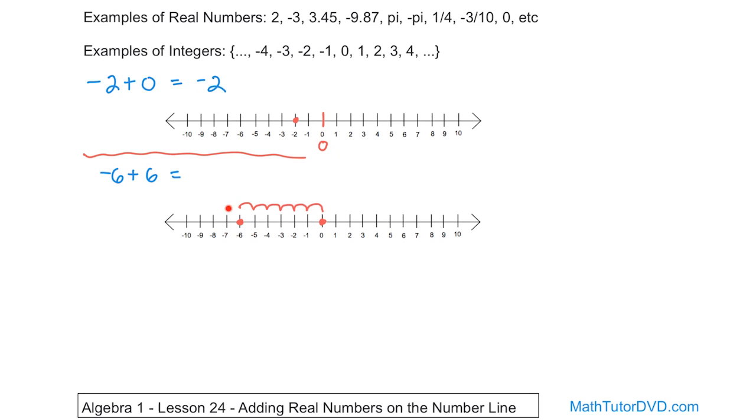So we started over here and we went to the right because we were adding a positive number, and we ended up here at 0. And that answer, in that case, means the answer to this is 0.